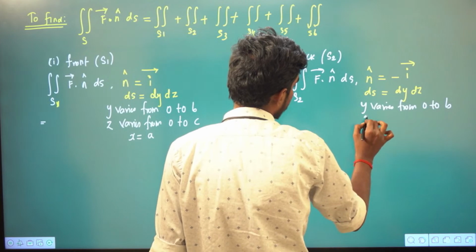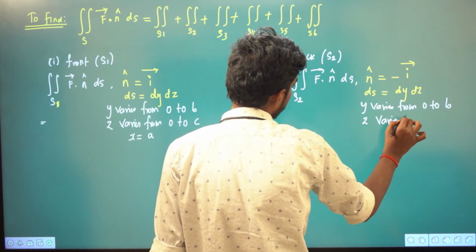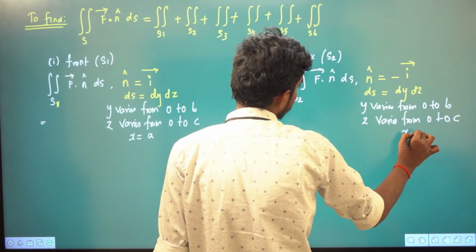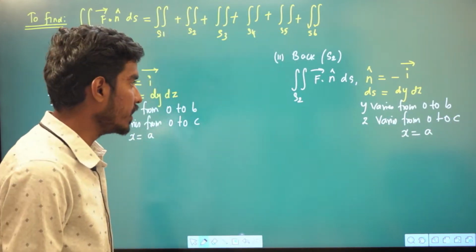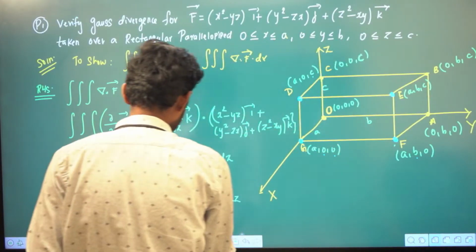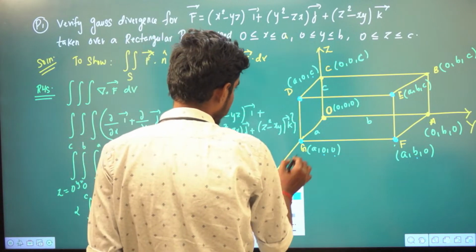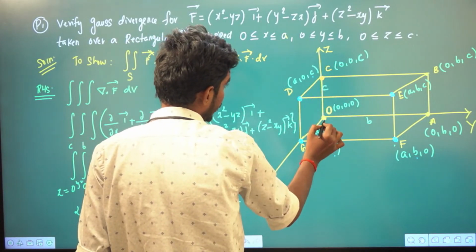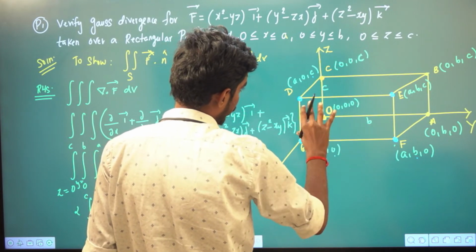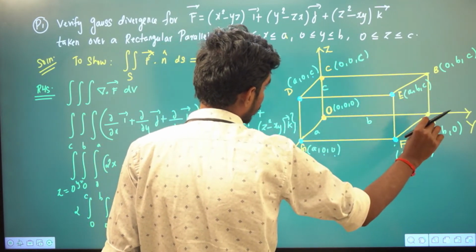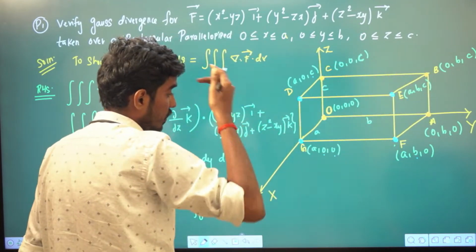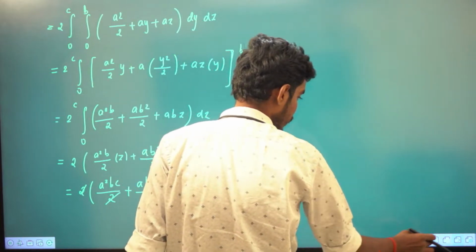Y varies from 0 to b, z varies from 0 to c, and x is a. Here also x is a. Why? You just take the back face now. So what is the back face? This is the back face, right? Sorry, front, back. Now for the back face, you can see x is 0.